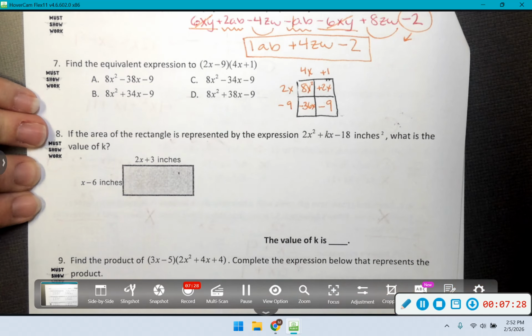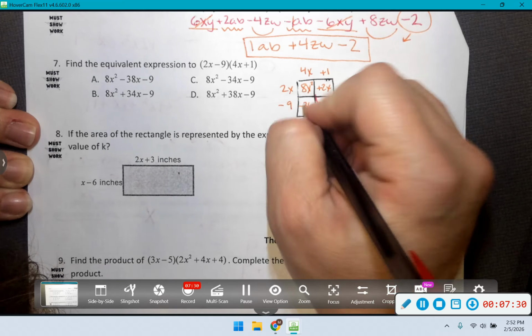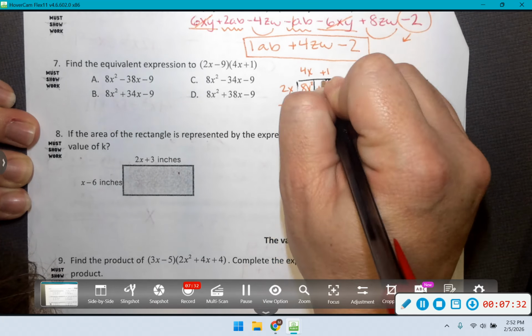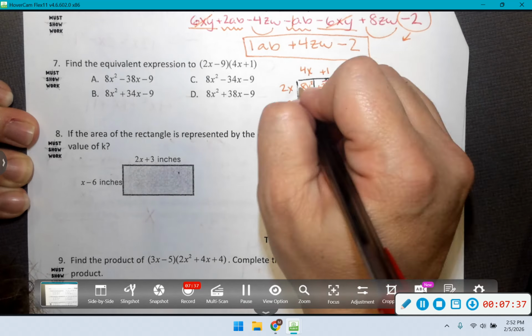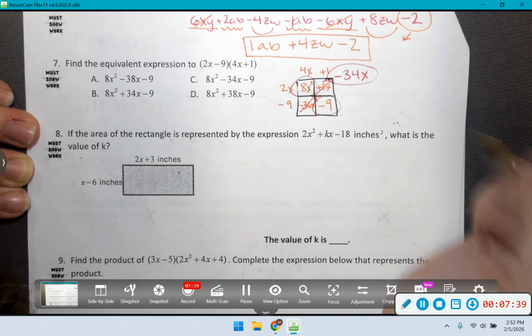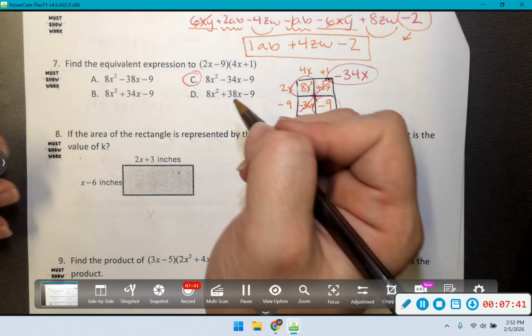Now remember, we're adding the diagonal. This is our big plus sign, and that's going to give me negative 34x. So my answer is 8x squared minus 34x minus 9, which is C.